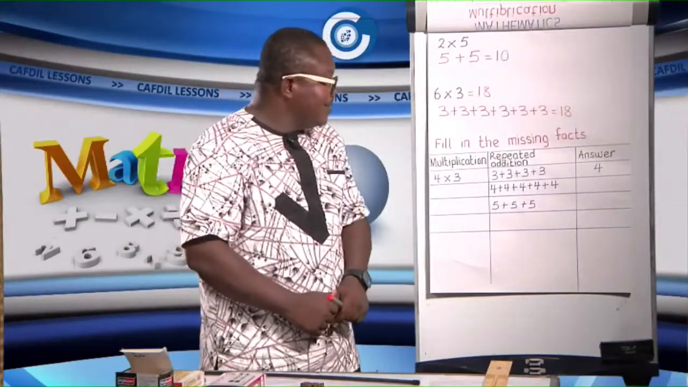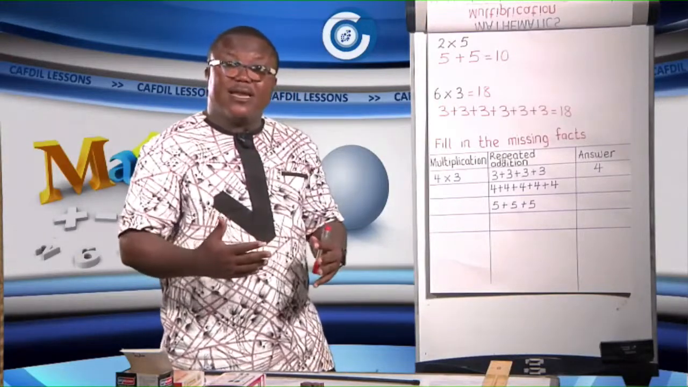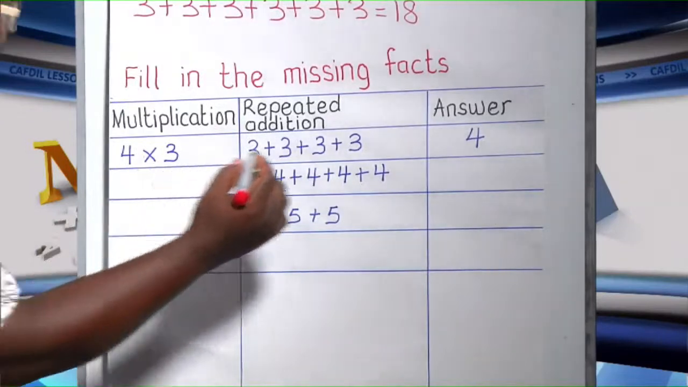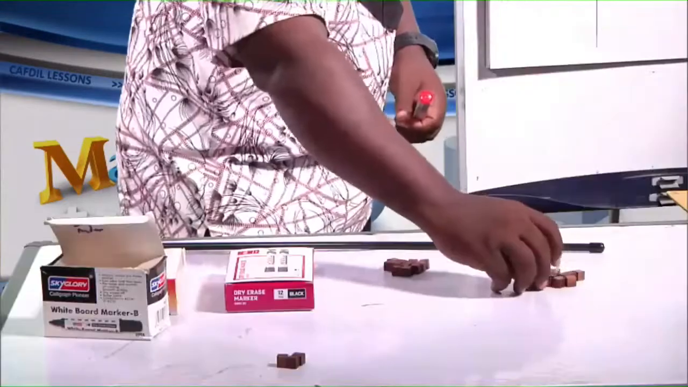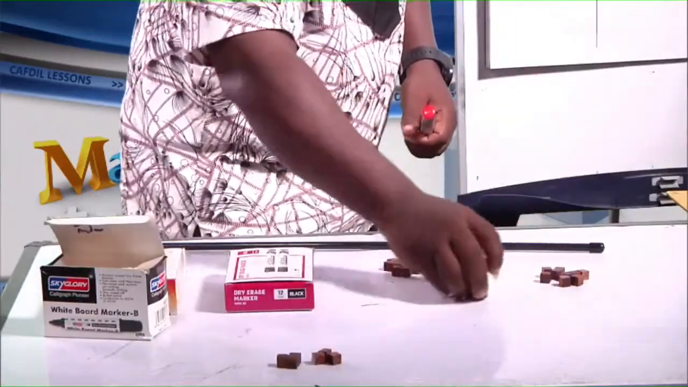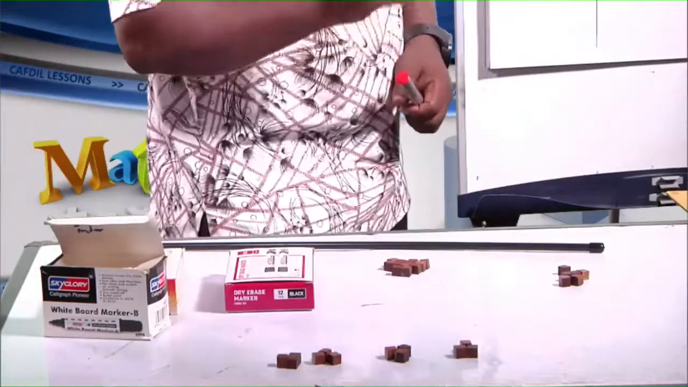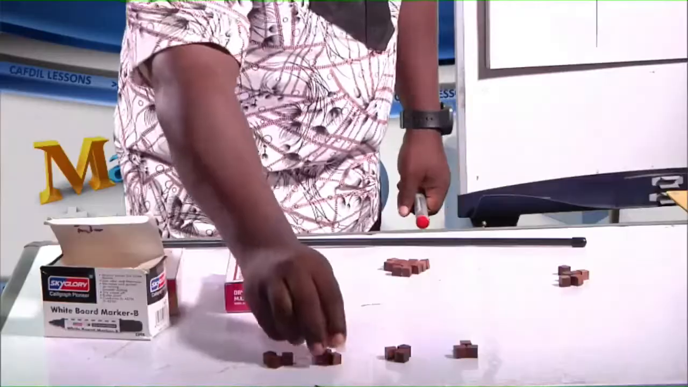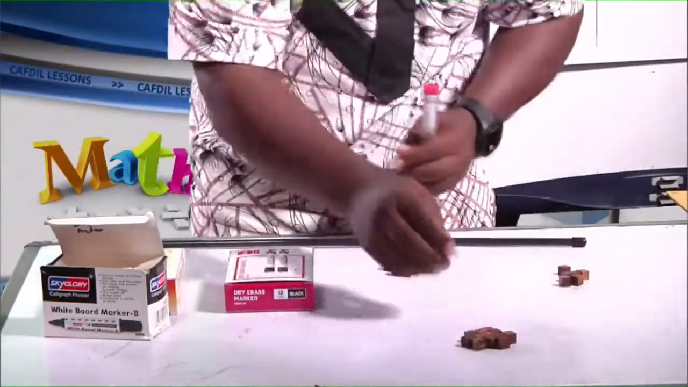Let's look at it. The answer is what? The answer is 12. It's 12. 3 plus another 3 plus another 3 plus another 3. How many times? 4 times, right? Yes. 1, 2, 3, 4. So we have the 3 here, the other 3, the other 3, the other 3. So we want to put them together. Let's put them together and count.